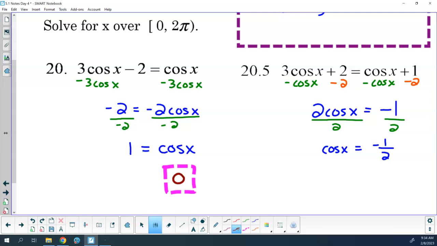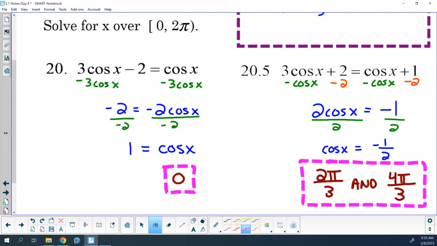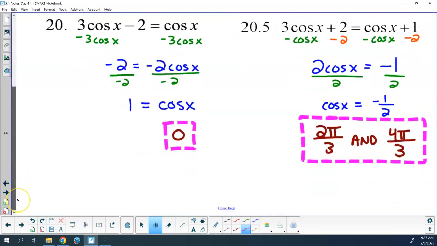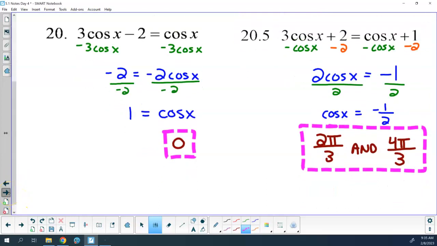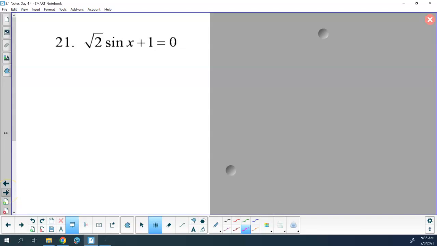Okay? So there will be multiple answers in some cases. Because in both of those cases, the cosine is -1/2. Okay? Good times. Good times. Try that one.